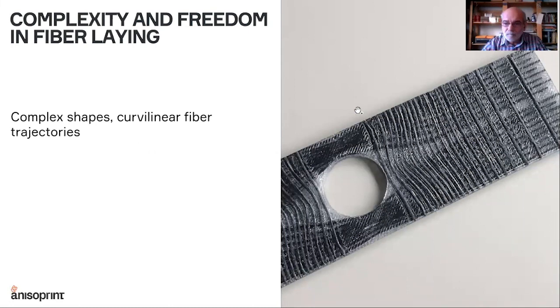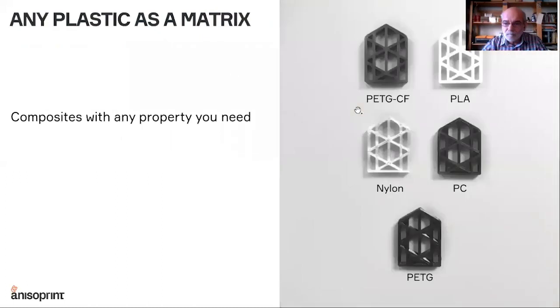Then you get all the benefits of the co-extrusion together with the good material quality, such as the possibility to print complex and curvilinear shapes that is not possible with the prepreg tapes, or such as using any plastic as a matrix material. So you can get materials with the properties that you need.